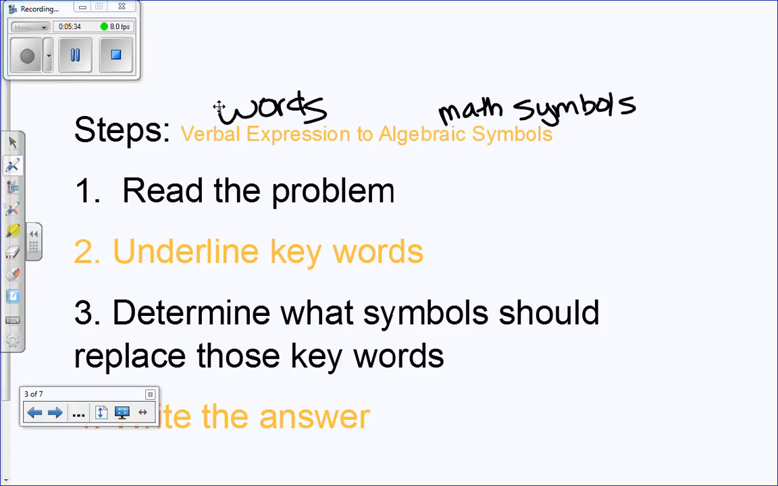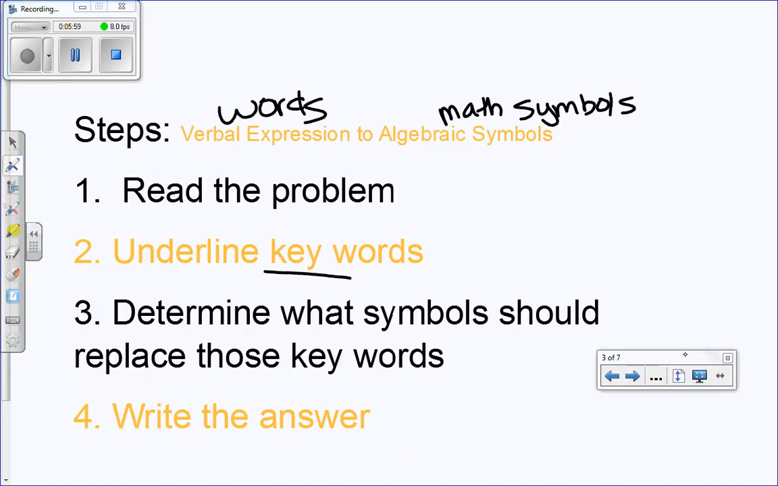All right, so we've got some steps we're going to follow. The first thing we want to do is just read the problem all the way through. Before you do anything, read it through. And then underline keywords. Like if you see the word product or sum, words that are telling us which operations to use. Those are keywords. We want to underline them. Okay? And then determine what symbols we should put in place of those keywords. And finally, go ahead and just write out your final answer with all of your symbols. So let's take these steps and let's actually try it.